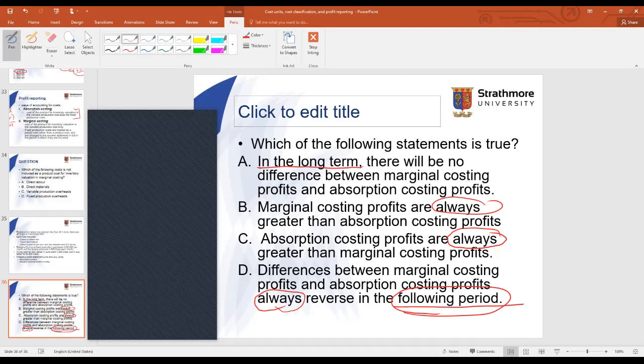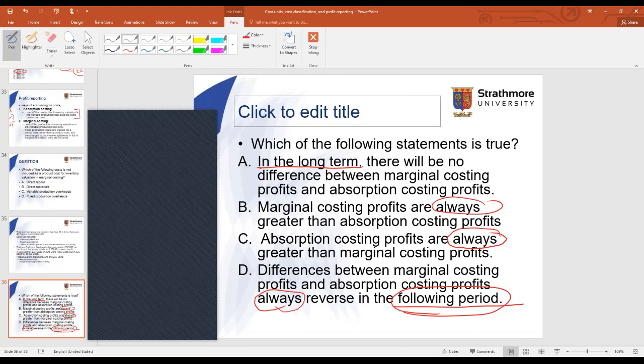So in the short term, there might seem to be a difference between the profit of the marginal and the absorption. But in the long term, they will in short knock each other out. It's going to be a case where the profit is equal in totality, whether you use the absorption or the marginal costing method.